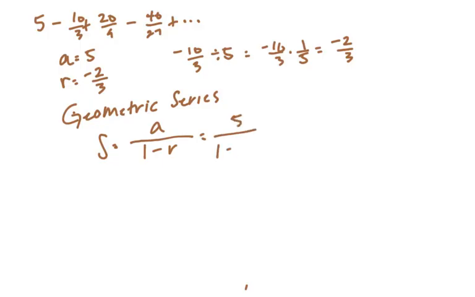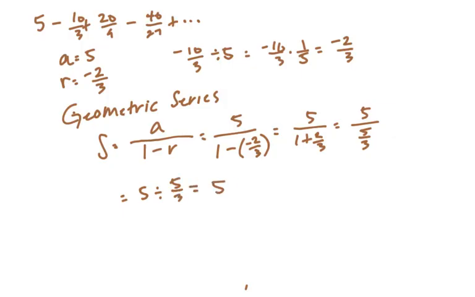So a is 5, and I have 1 minus negative 2/3. So I have 5 divided by 1 plus 2/3. So I have 5 over, let's see, that would be 5/3. So this means I have 5 divided by 5/3. So we have 5 times 3/5, which is 3. So the sum of the geometric series is 3.